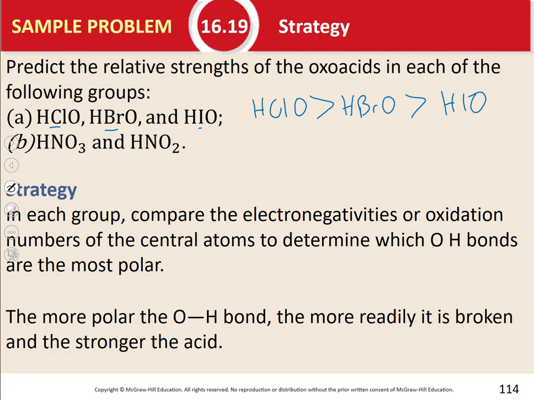Next one, we're comparing HNO3 versus HNO2. Now we have the same central atom, so we're comparing what? How many oxygens? Good. So what's the rule? More oxygens equals what acid? Stronger acid. So which one would be stronger? Good. HNO3, which is nitric acid, is stronger than HNO2, which is nitrous acid.